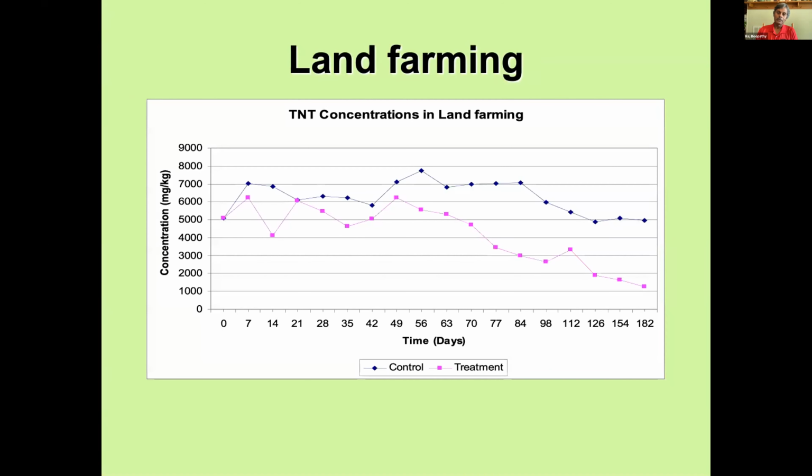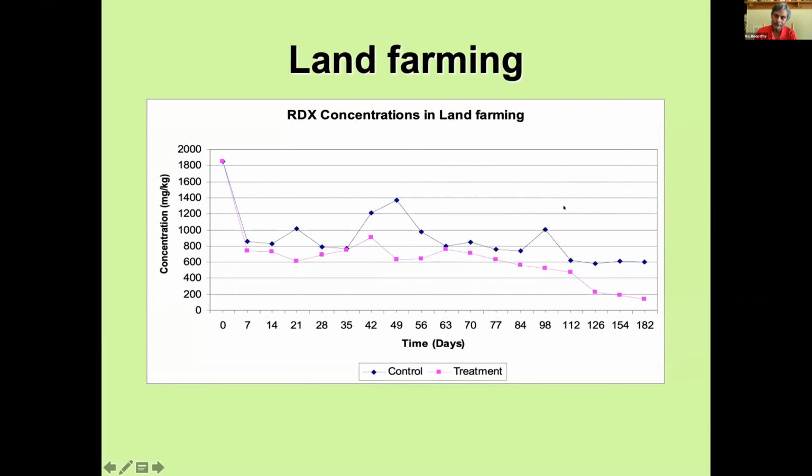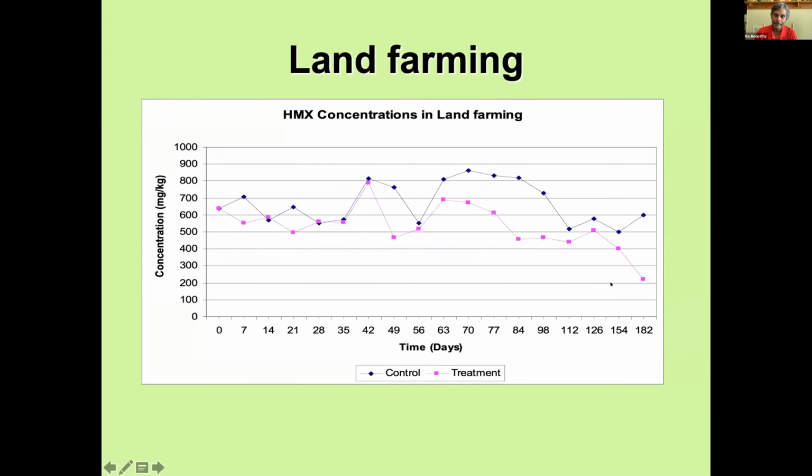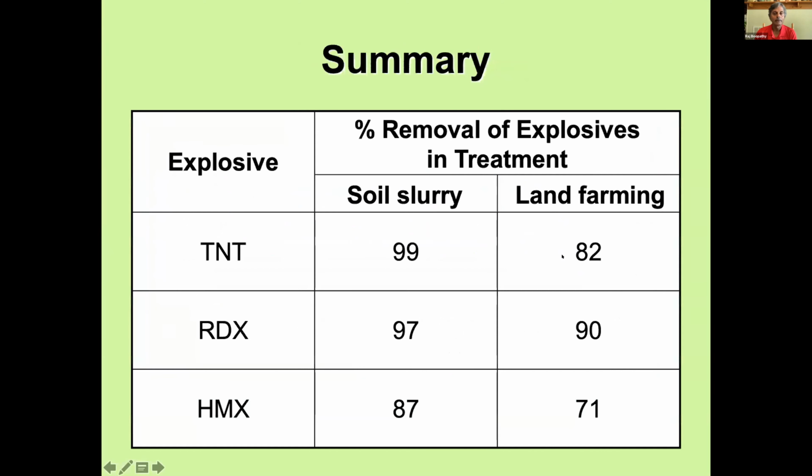And same situation, when there is molasses in land farming, you saw this TNT go down compared to non-molasses. Same thing with RDX, molasses land farming removed it, and HMX as well. So molasses treatment removed them. So the summary of these techniques show that TNT, RDX, HMX can be removed in both methods, soil slurry reactor technique and land farming method.